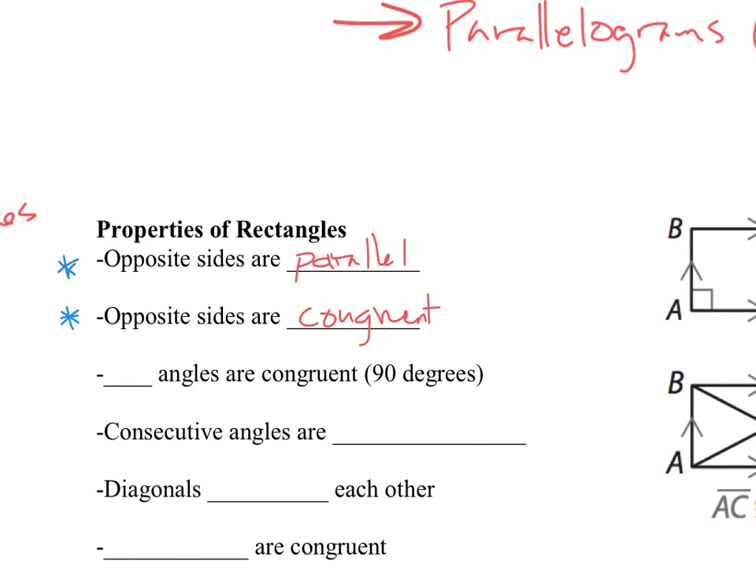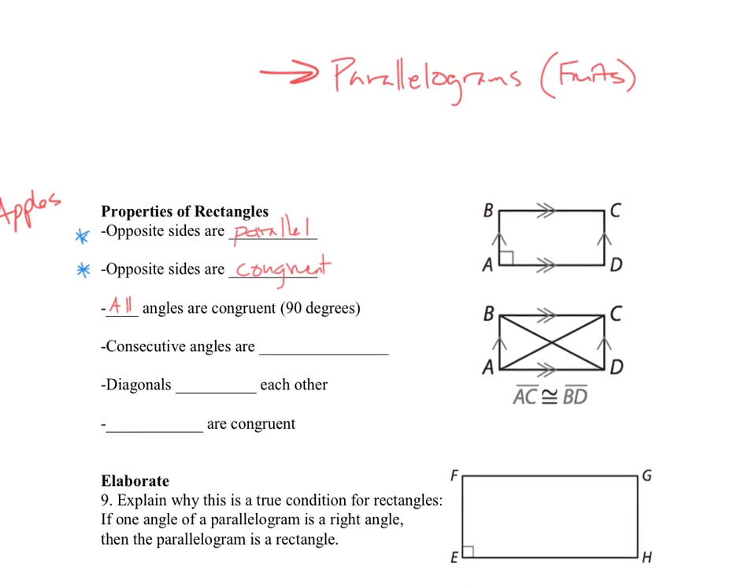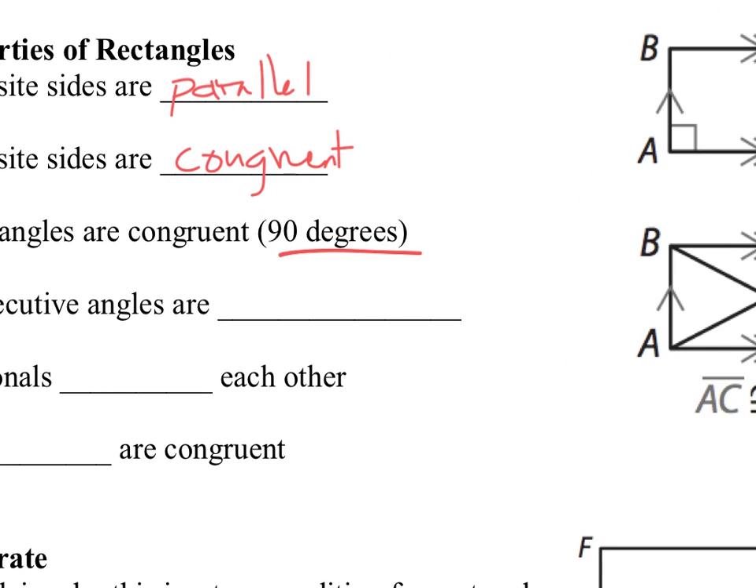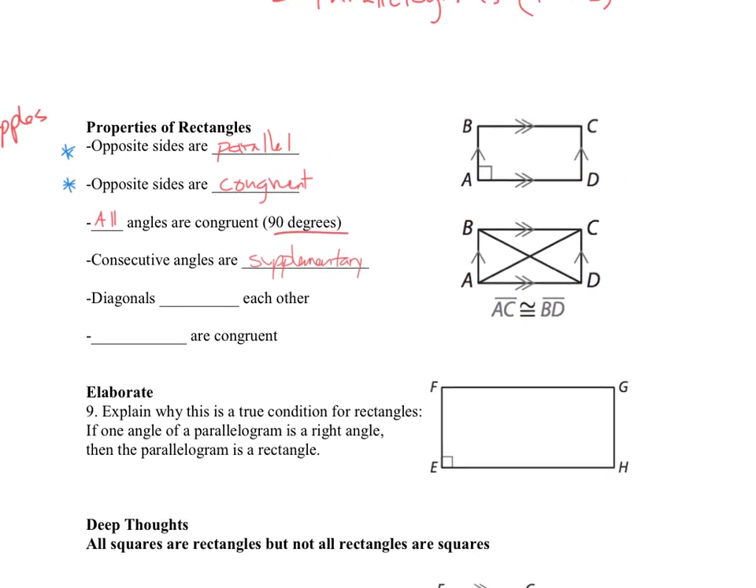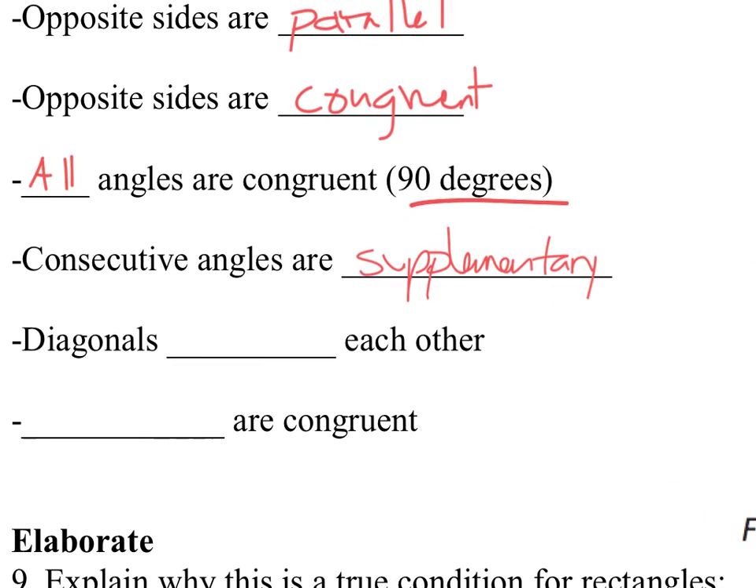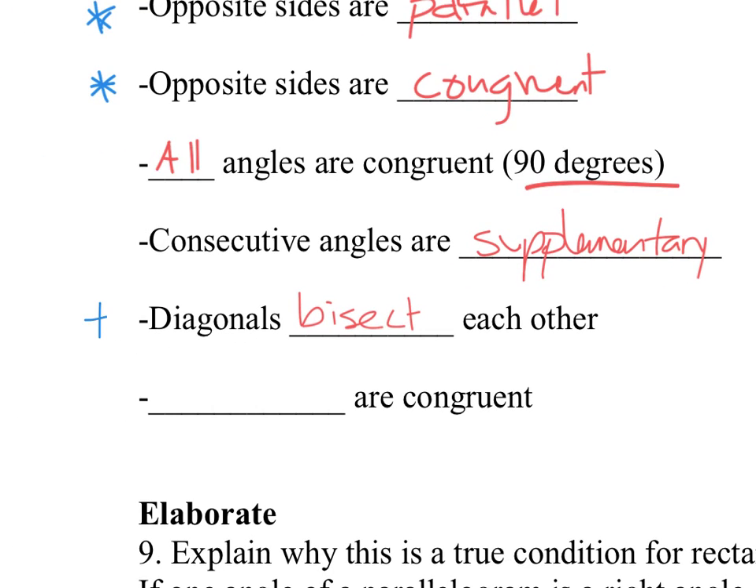And for a rectangle, all of your angles are congruent. Not just the opposite ones, but all of them. And again, they're all 90-degree angles. You probably knew that already. Consecutive angles are supplementary. And then diagonals bisect each other. There's another one that comes from our parallelograms. So diagonals bisect each other.